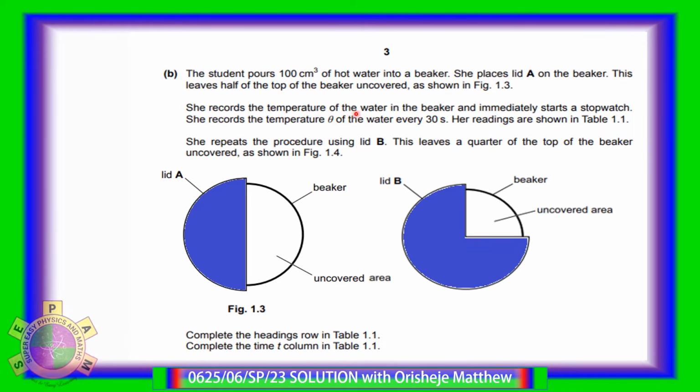She records the temperature of the water in the beaker and immediately starts a stopwatch. She records the temperature every 30 seconds. She repeats the procedure with lid B, leaving 1/4 of the top of the beaker uncovered, and carries out the same procedure of recording the temperature. Now complete the readings in Table 1.1.